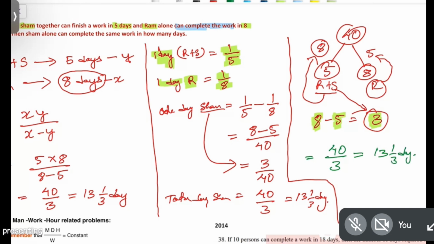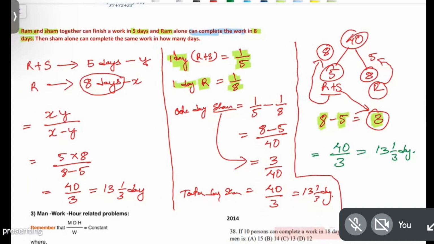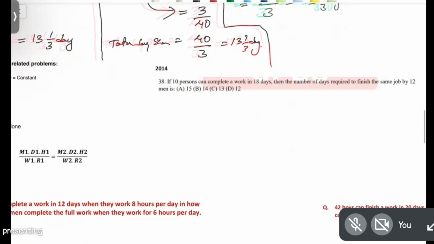That's the answer. Any doubts here in this question? If you have, you can ask. If not, we'll move on. Clear? Yes. Shall I move on? Okay.